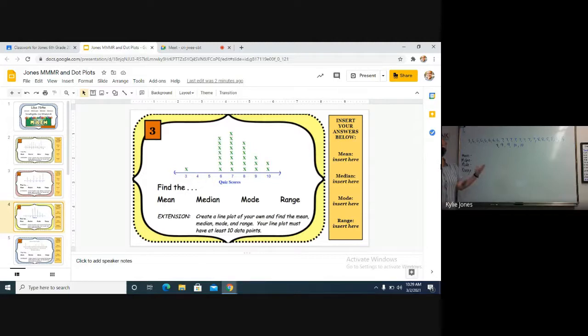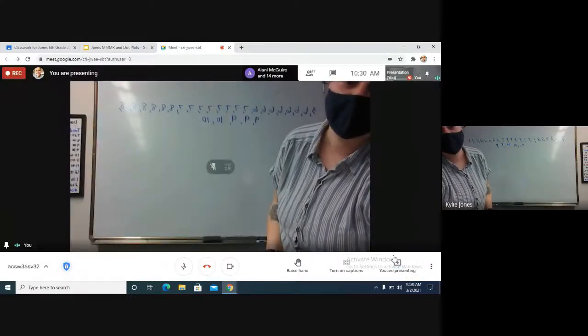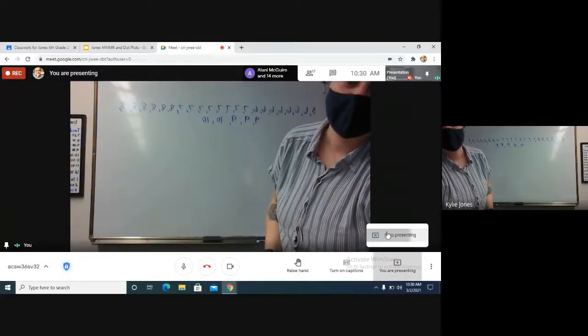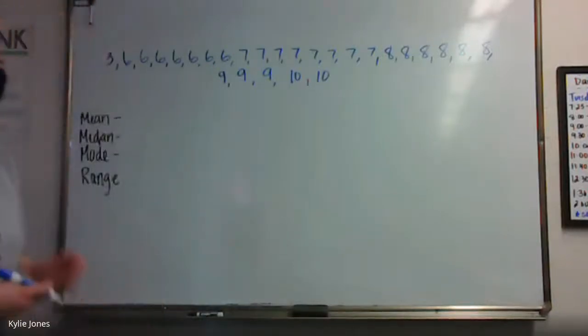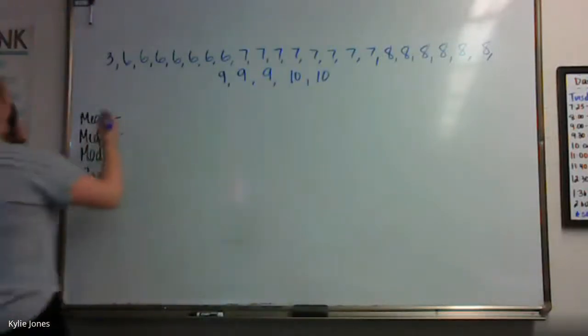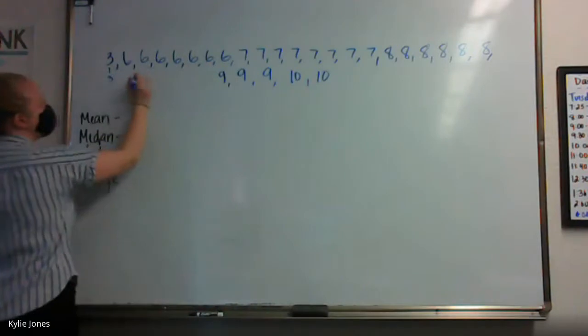Let's find the mean, median, mode, and range now. Now that we have all of our numbers and we're going to find the mean, what do I have to do first? Add them all up. So go ahead and start adding, please. A lot of adding there. Alex, try a little bit, please.